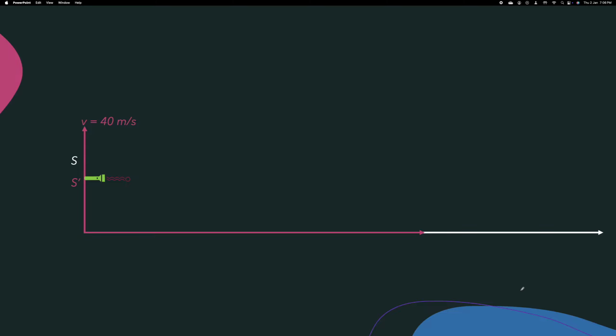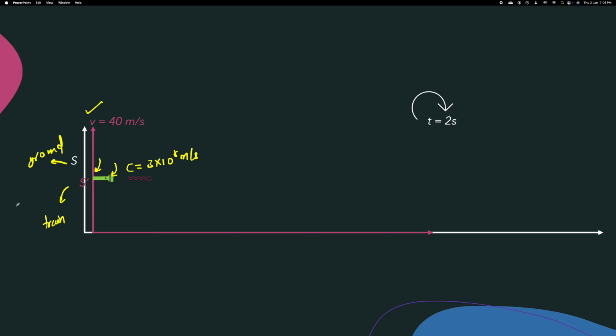Now let's take another situation here. Say that S is going to be considered as ground for us, which is your stationary frame. And S prime is going to be, say, a train, which is going to move with a speed of 40 meters per second. And the train has a flashlight in front of it, and it's going to emit a photon, right? What is the speed with which the photon is going to travel? It is the speed of light, which is 3 times 10 to the power of 8 meters per second.